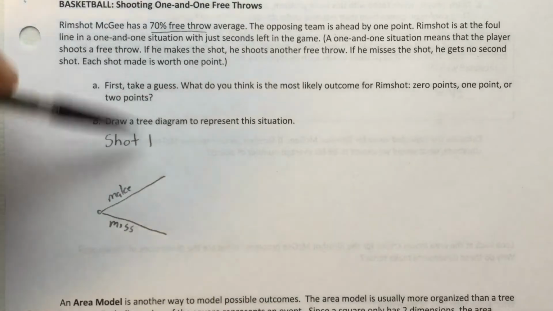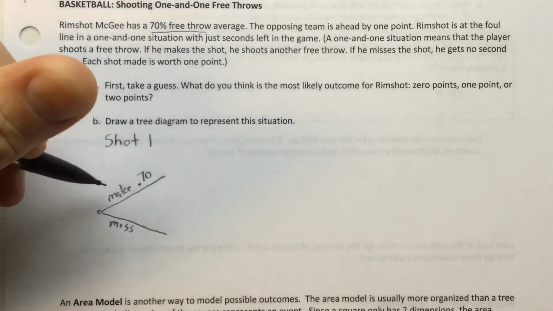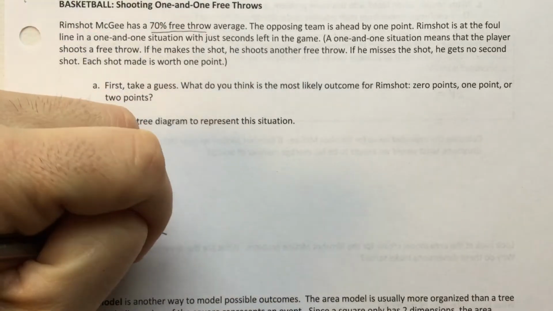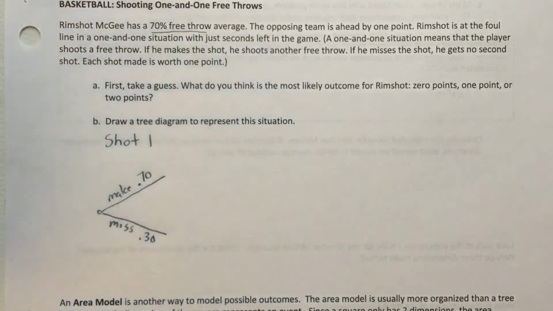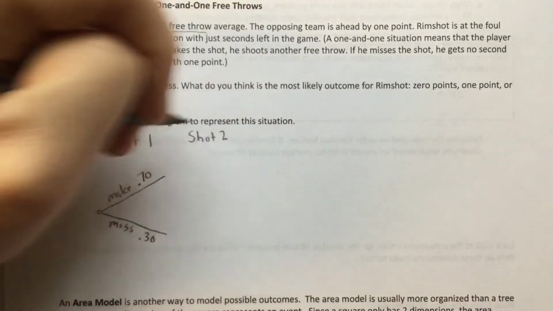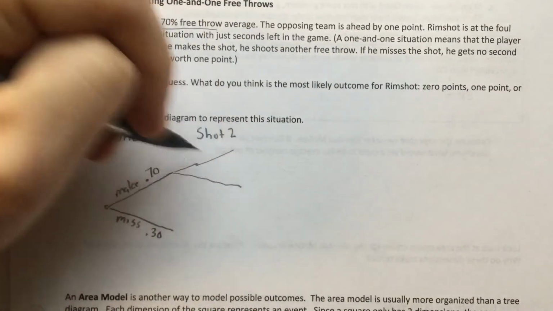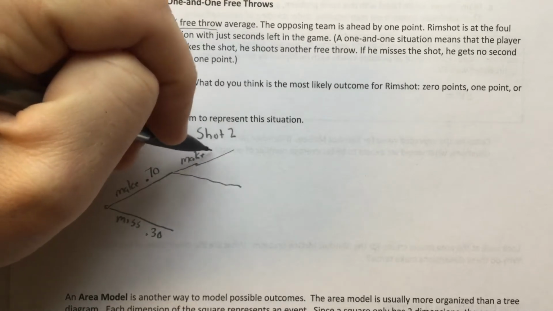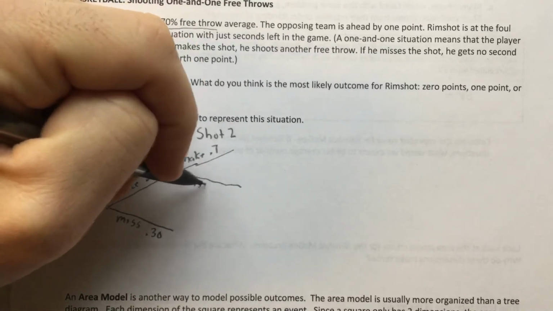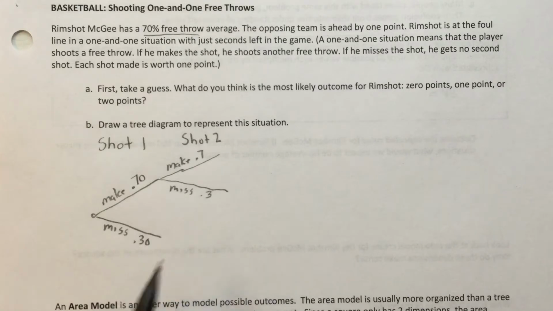And we know that he's making 70% of his free throws. So the probability is 70% that he's going to make it, which means it would be a 30% chance that he misses it, because it has to add up to 1 or 100%. Shot 2 would then be our second column or event. And again, it would be make 0.7, miss 0.3. Now, if he misses his first shot in this situation, he does not get a second shot. So our tree diagram is not going to go on any further here.